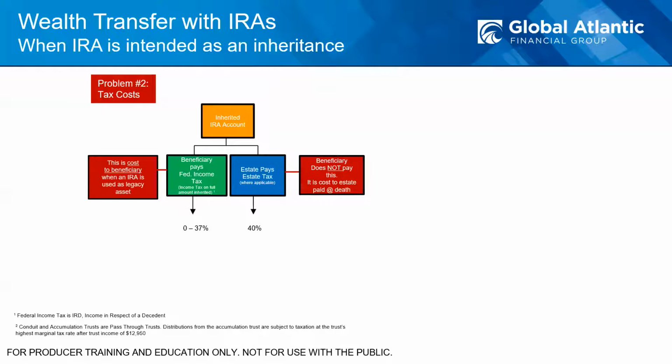Now, the beneficiary does not pay the estate tax. Well, indirectly it does. We'll talk about that in a minute. The estate pays that tax. But the bottom line is, if you have an IRA and you keep it and you transfer it via beneficiary designation at your death, you will have these two taxes that will eat away at the principal that was intended to provide an inheritance to the child or children.